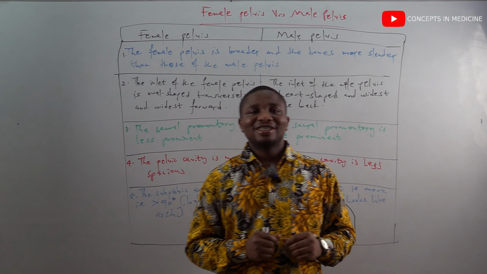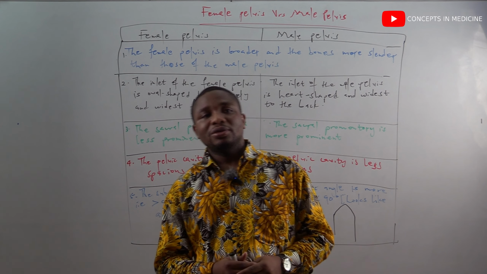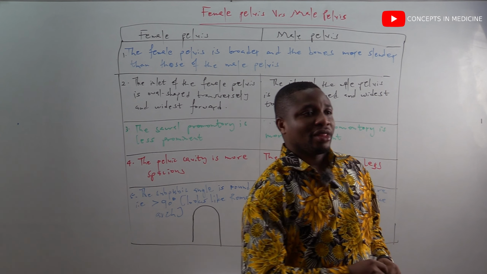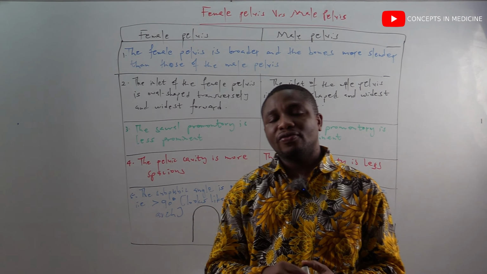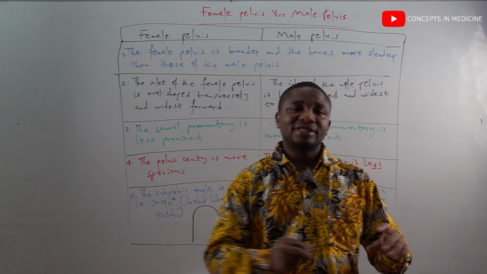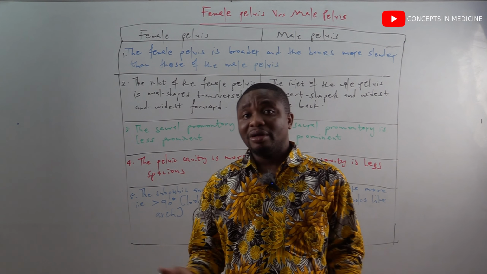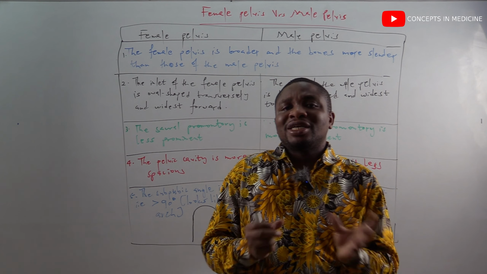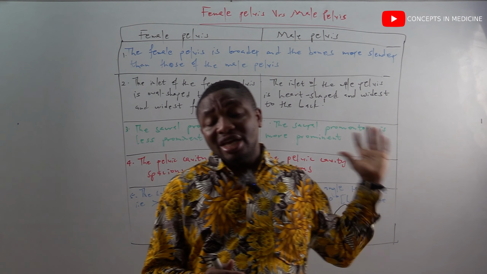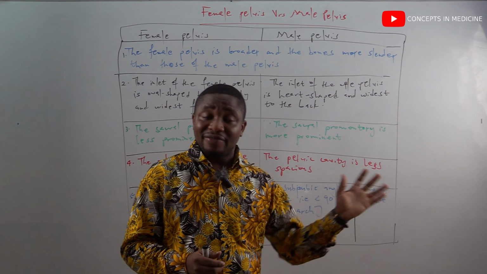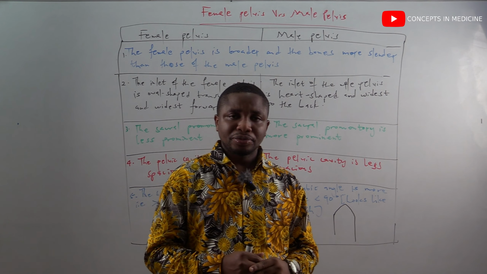Okay, let's move on. So we are going to be looking at the differences between the male pelvis and the female pelvis. So in a tabular form, as you can see, the female pelvis is broader and the bones more slender than those of the male pelvis. That's the first difference. The second difference will be in relation to the pelvic brim or inlet. So the female pelvic brim or inlet is oval shaped transversely and widest forward. But if we take a look at the male pelvis, the pelvic inlet of the male pelvis is heart shaped and widest to the back.